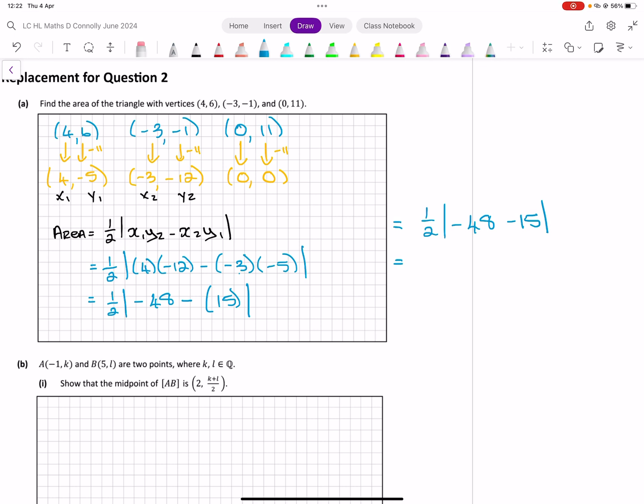Oh, there it is. Sorry, just realised I didn't have my calculator. So 48 and 15, minus 63. It's the absolute value of minus 63, so it's a half of 63, which is 31.5. And it's an area, so we'll put in units squared.